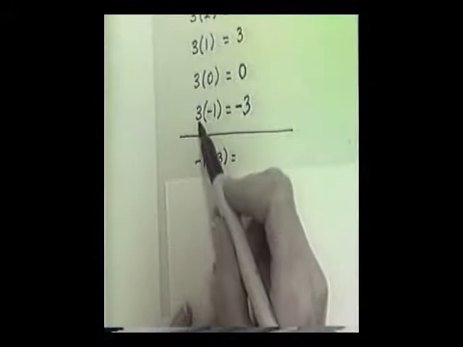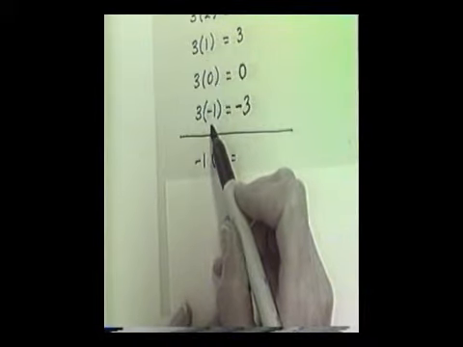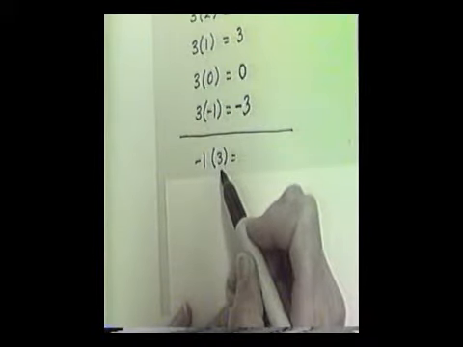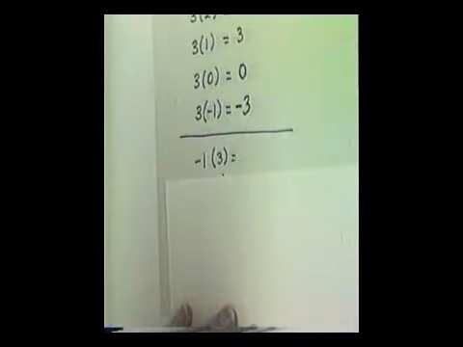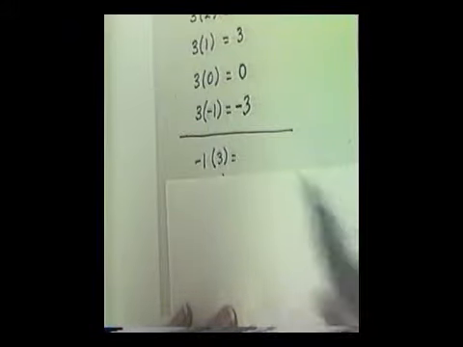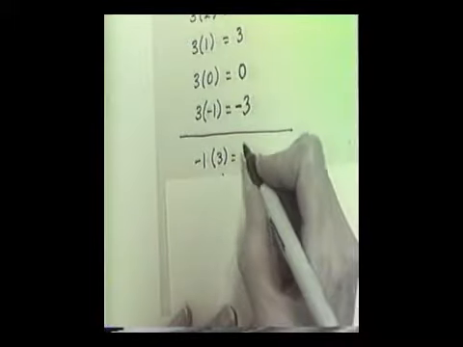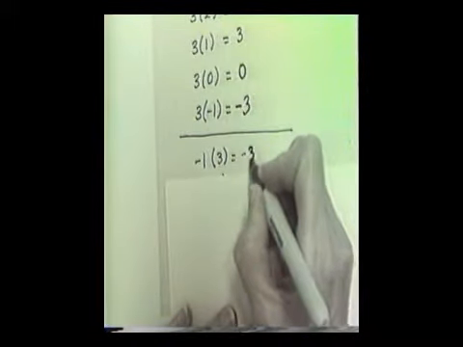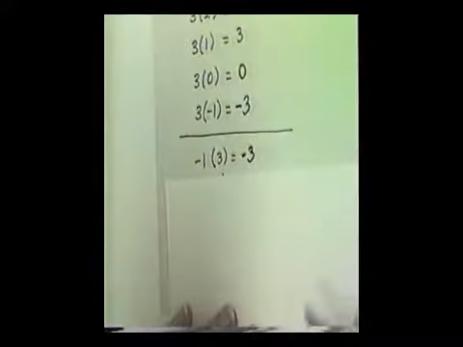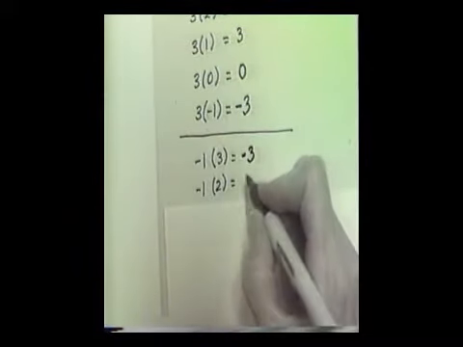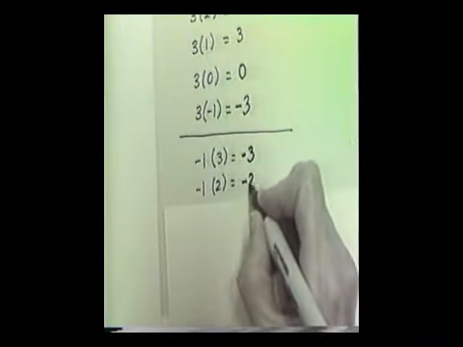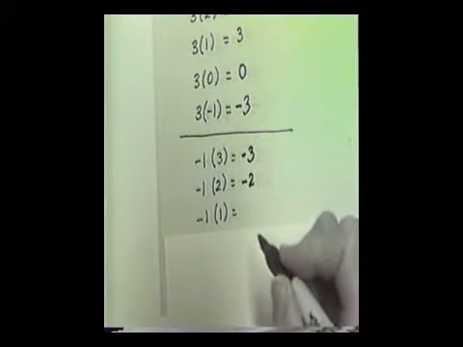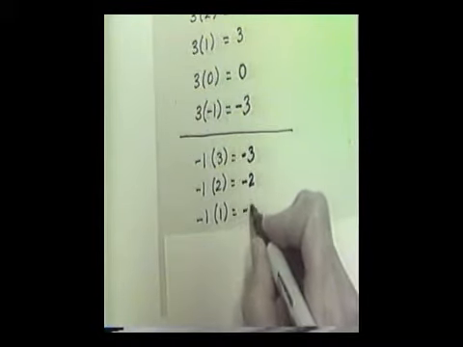Now, when we're multiplying two numbers, we can switch the order of the numbers without changing the answer. For instance, 5 times 4 is 20. 4 times 5 is also 20. It doesn't matter which one you write first. Therefore, negative 1 times 3 must be negative 3. Negative 1 times 2 is negative 2. Negative 1 times 1 is negative 1.